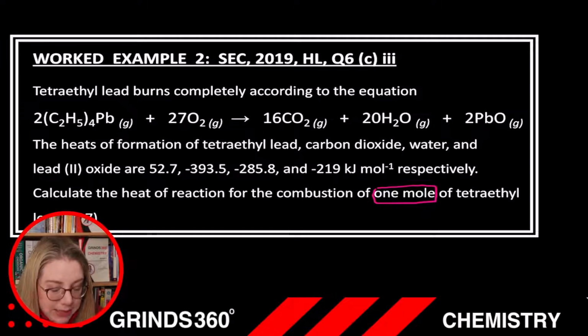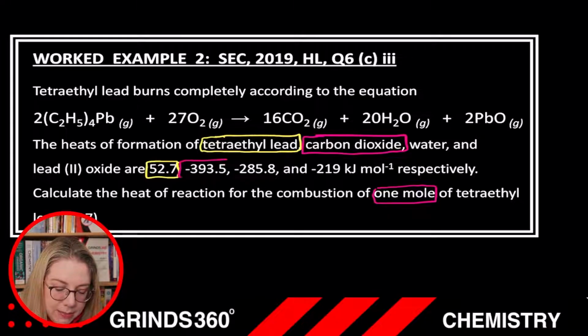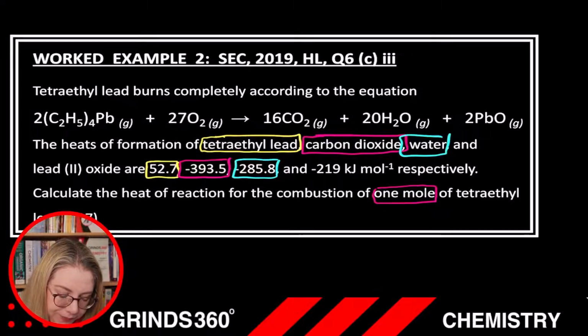But we'll get there. Okay, so I'm going to highlight each of my substances. I have tetraethyl lead. The first number is 52.7, so that goes with the tetraethyl lead. Then I have carbon dioxide, and then that's minus 393.5. Water, minus 285.8. And then the very last one, we have lead 2 oxide.